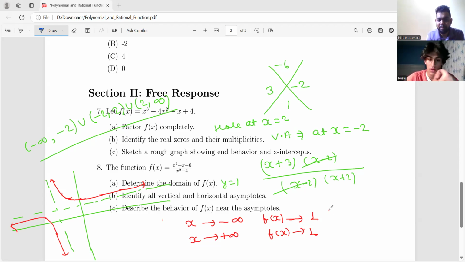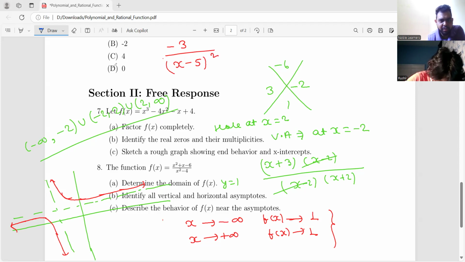So this is what we have to remember about rational functions and end behavior. I'm asking just one more question. Suppose you have 3 over (x minus 5) whole squared. What's the domain of this function, by the way?